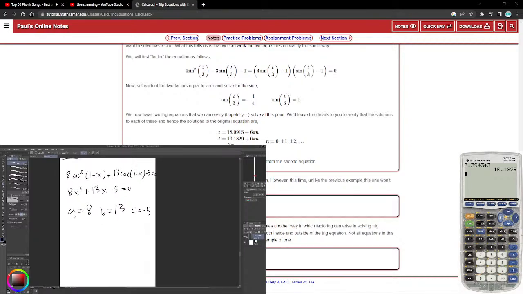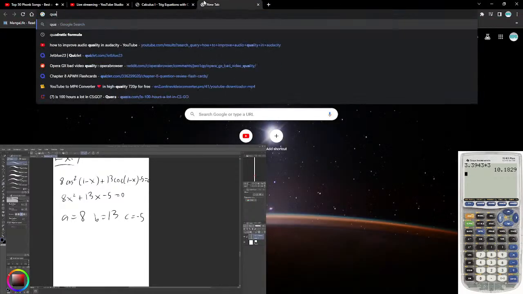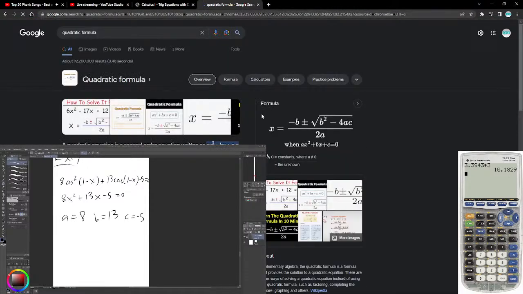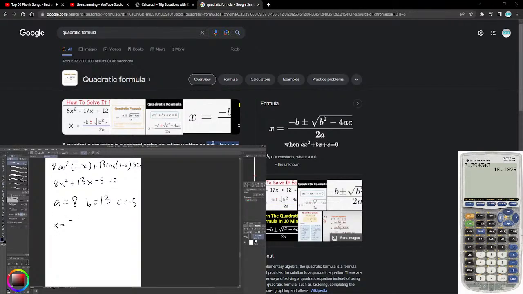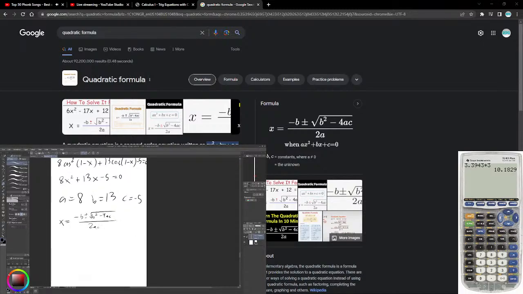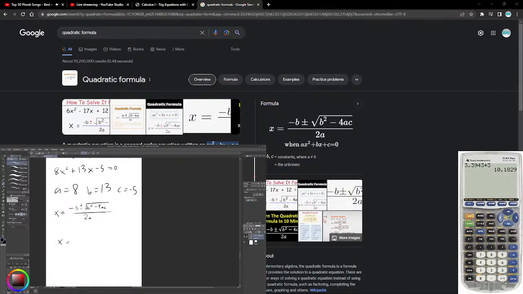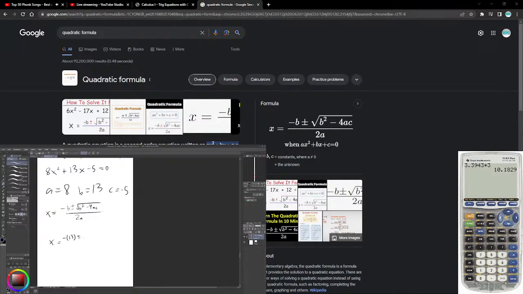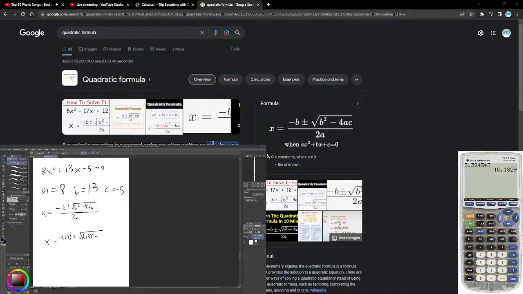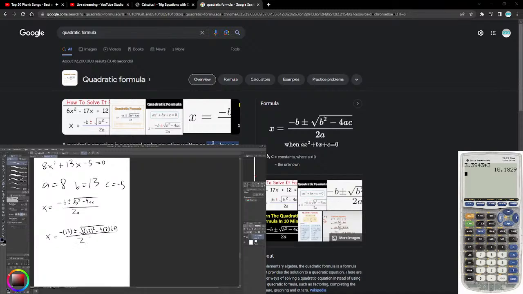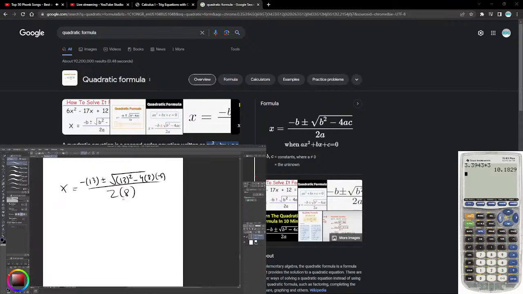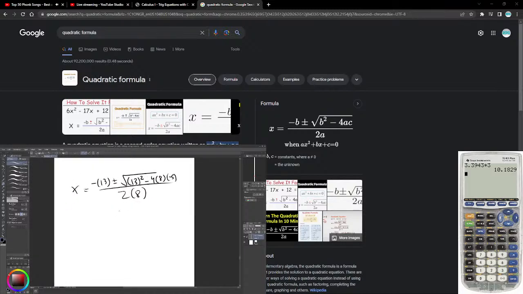Okay, so quadratic formula. x equals negative b plus or minus the square root of b squared minus 4ac, all over 2a. x equals negative 13 plus or minus the square root of 13 squared minus 4 times 8 times negative 5, all over 2 times 8. So I'll plug this into the calculator.